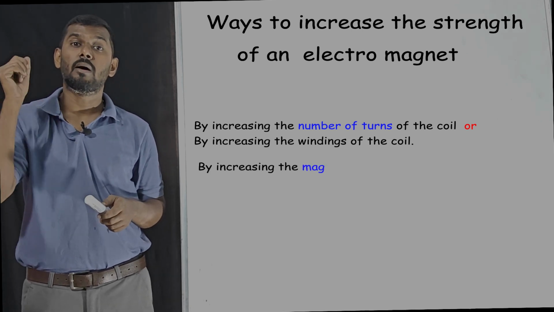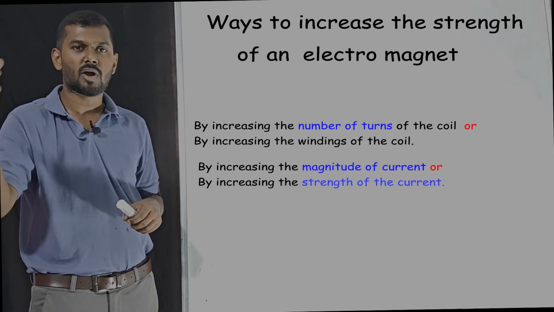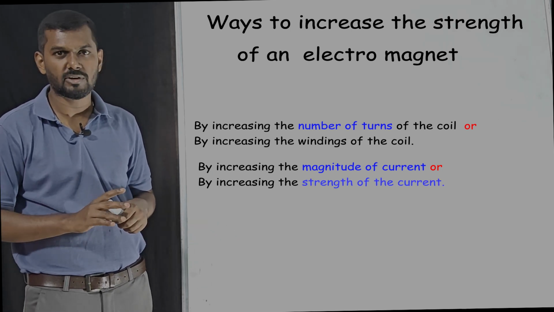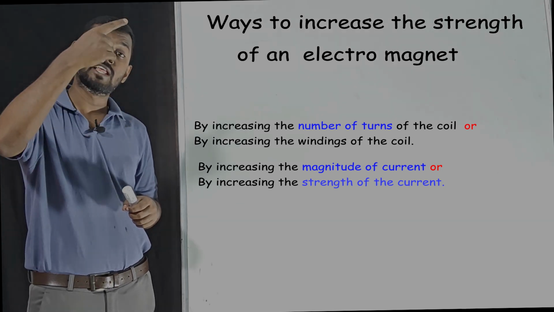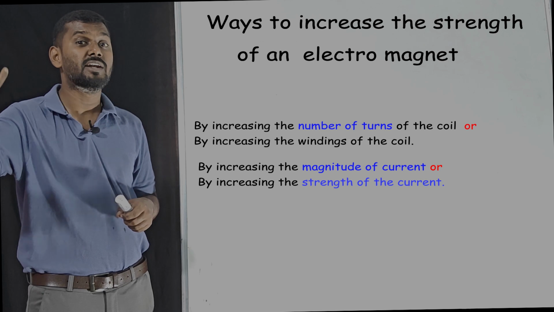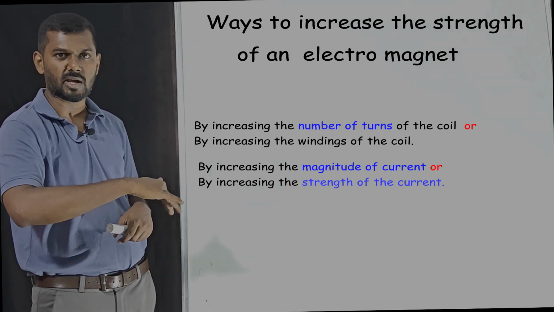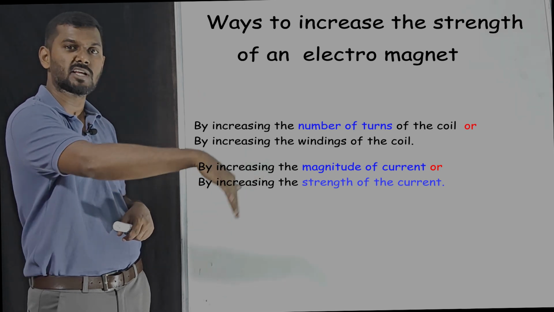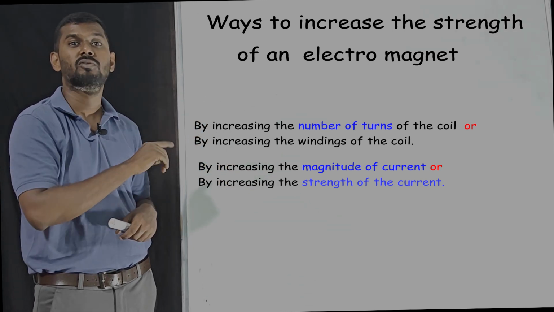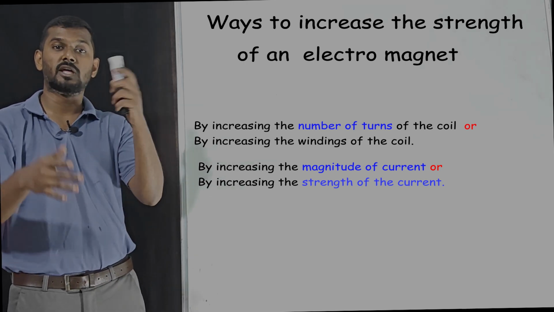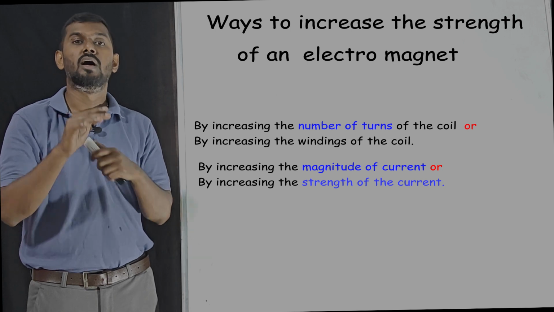By increasing the current, by increasing the magnitude of current in the circuit, because we know current is directly proportional to magnetic field. If current is increased, magnetic field also gets increased. And if you change the direction of current, the magnetic field direction also changes. If you change the current direction in the opposite way, north and south pole will also get reversed. So if you reverse the direction of current, polarities of the magnetic field are also reversed.